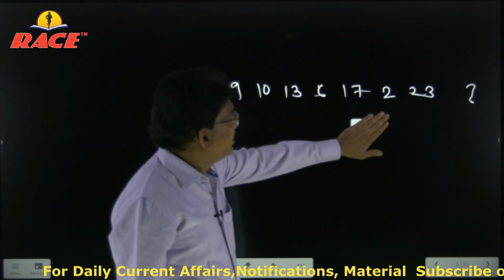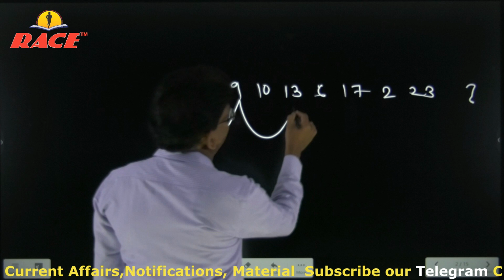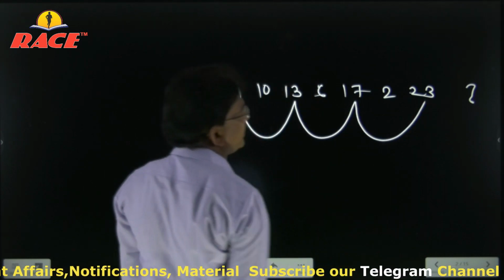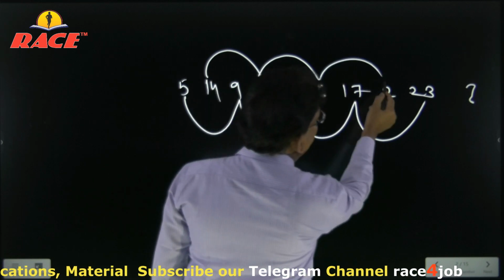Okay, alternatively what is happening here? You can see here 5, 9, 13, 17, 23. This is one way, one series, like this one. Alternatively, another one.